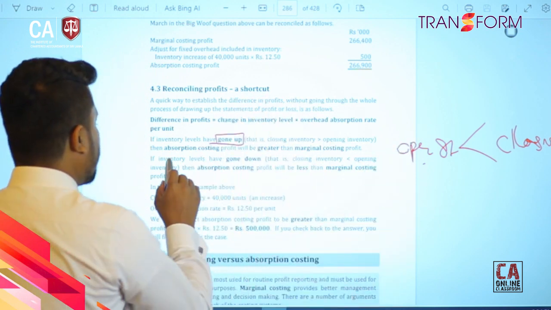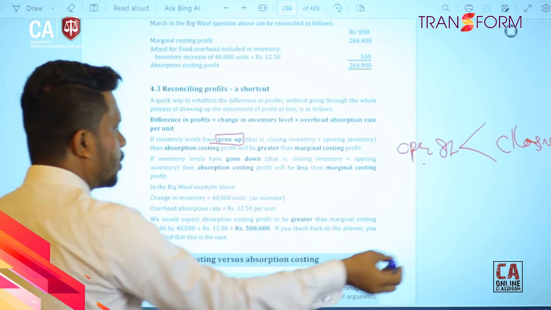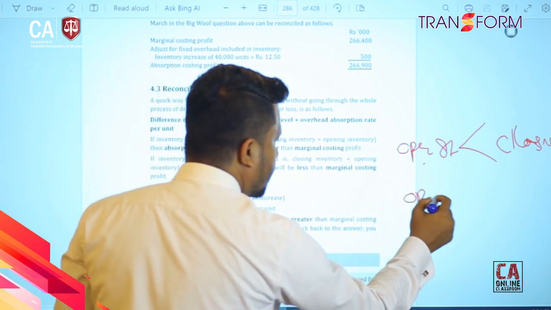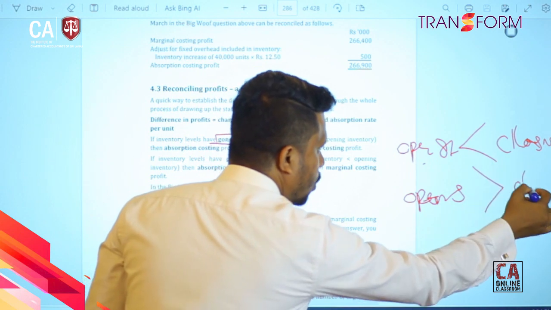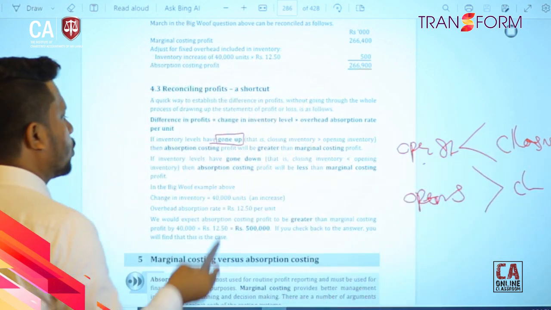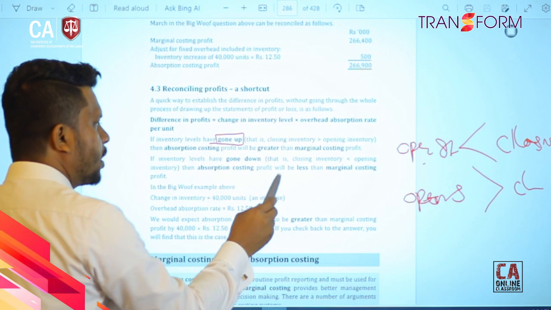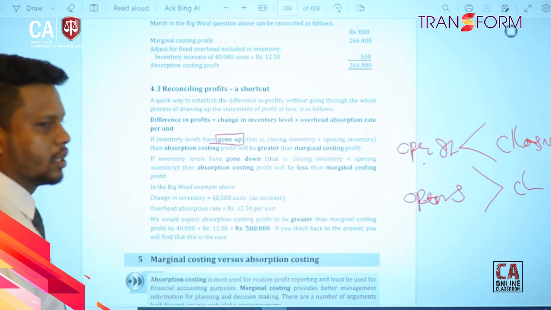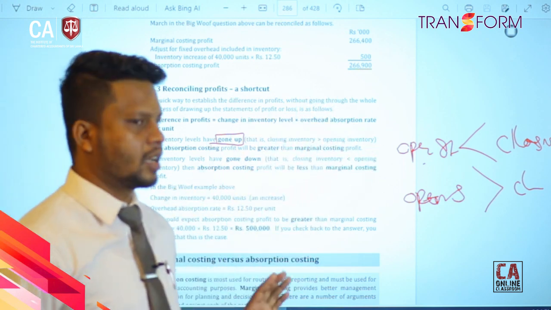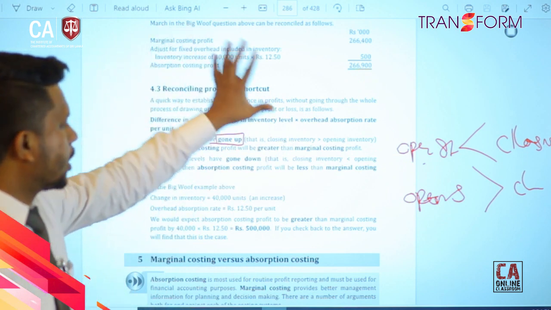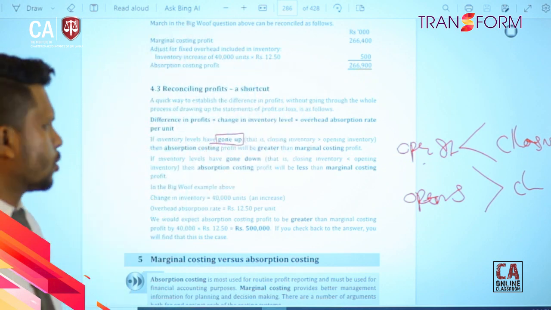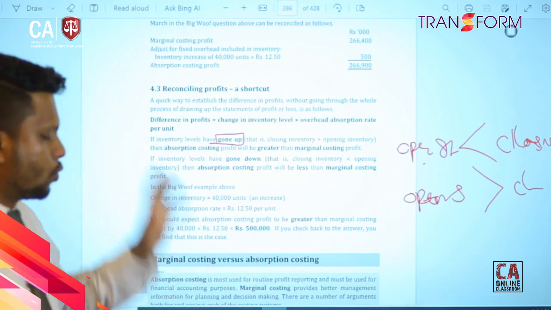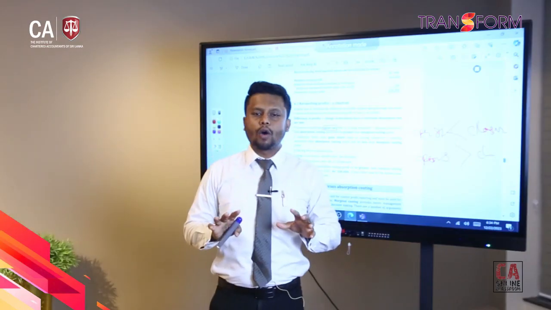The other way around, if the inventory levels go down, it means your opening stock should be greater than the closing inventory. In such a case, the absorption costing profit will be less than the marginal costing profit. This is the rationale you need to understand. If you know these two, you can correctly solve any calculation in the paper. So with that understanding, now you can understand what we have discussed.